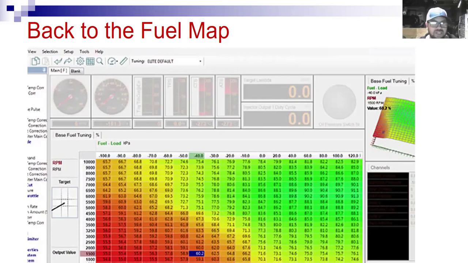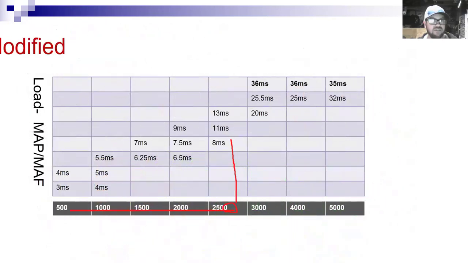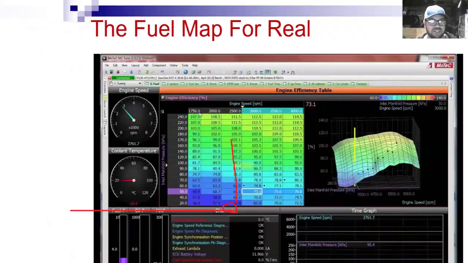And so these numbers here, if I just highlight one here, we're telling the computer that the engine's efficiency at that particular RPM level and that particular load is 79.2%. That percentage of volumetric efficiency would then relate in the computer to a certain amount of on time. So what is volumetric efficiency?